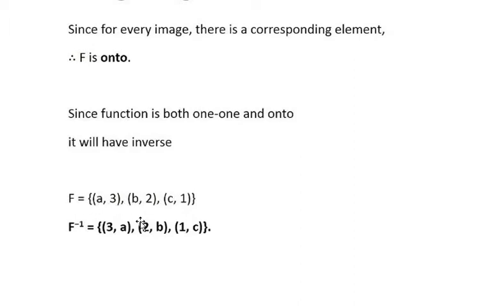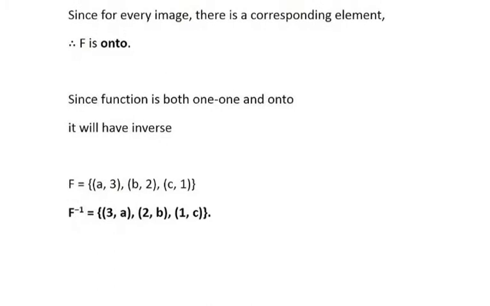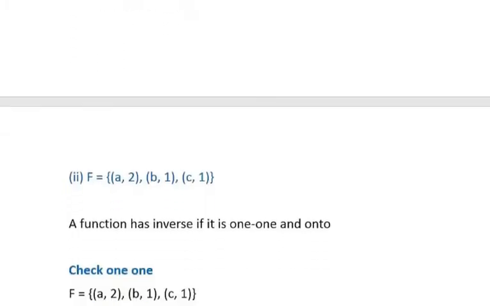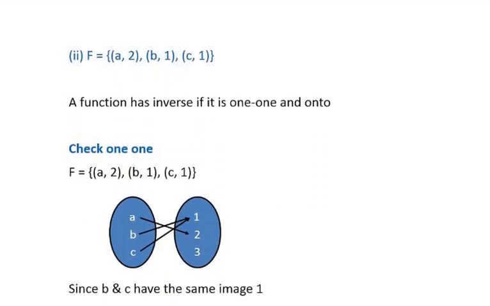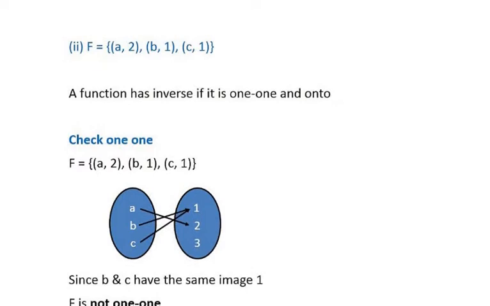We just need to interchange the elements in the ordered pairs. This type of sum we have done in the previous exercise also. Now the second one is a→2, b→1 and c→1. First of all, check whether it is 1-1 and onto or not. So let us check the 1-1. If we make a diagram, that will be very helpful to understand the concept. Here we can see that b and c both are related to 1, so it is many to 1. So we can say that here the function f is not 1-1.